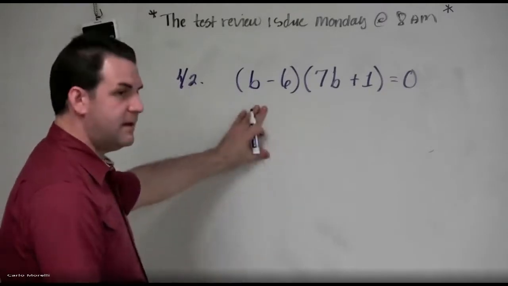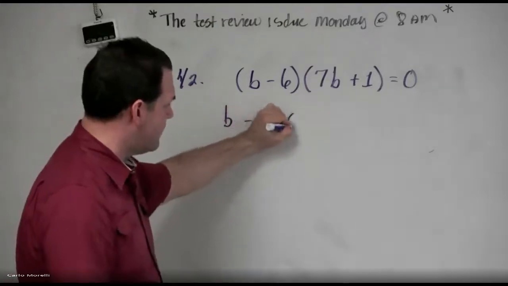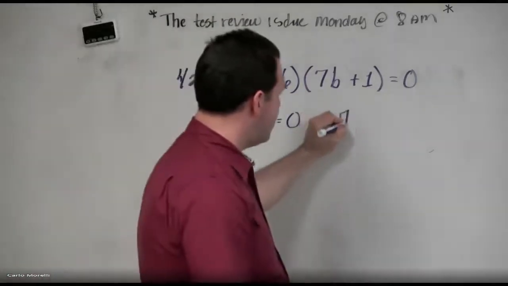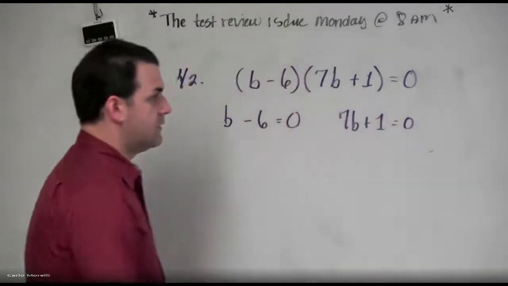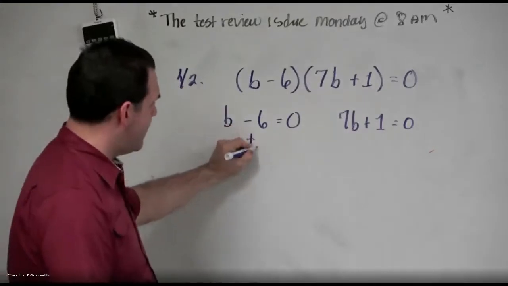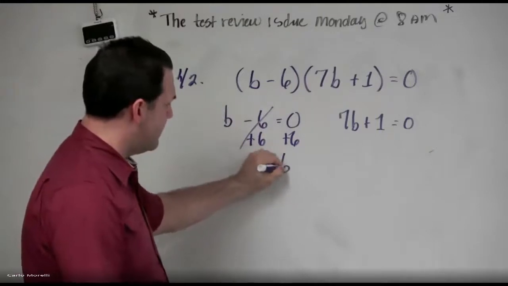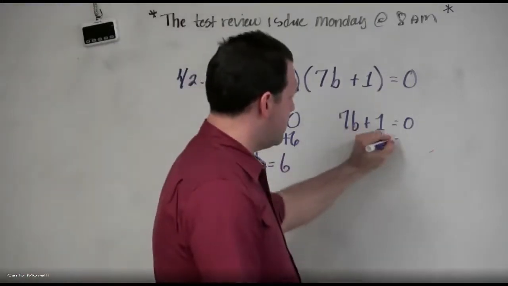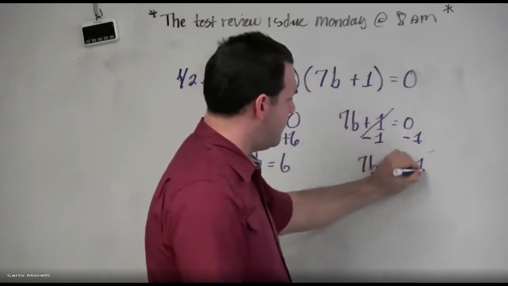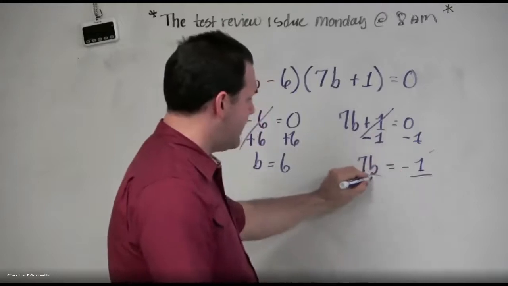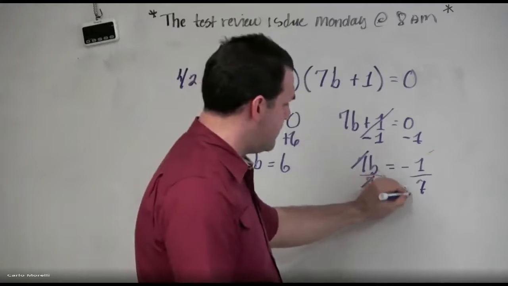All right, so let's set each factor equal to 0. So here, b minus 6 equals 0, and 7b plus 1 equals 0. So here we're going to do the additive inverse, plus 6 plus 6, b equals 6. And here we're going to do the additive inverse, but we'll still have 7b on the left equal to -1. And the final step will be to divide both sides by 7. Cancel, cancel. B equals -1/7.